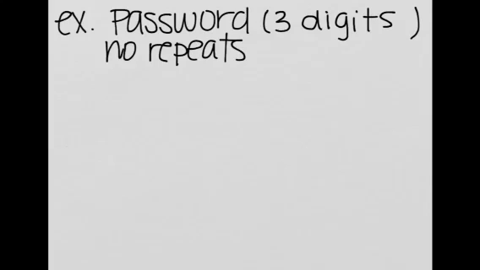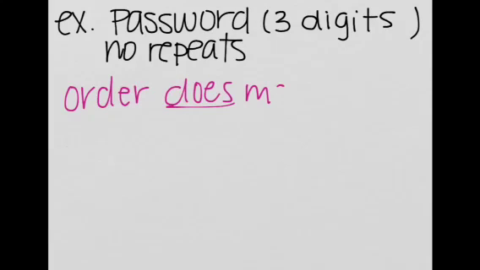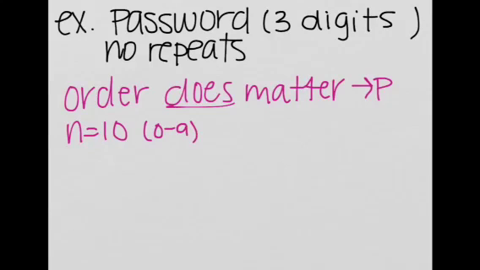So let's say you have a password and you are supposed to pick 3 digits out of the 10 digits possible, and there are no repeats allowed, but realize that because it is a password, order does matter. So we are going to be using our permutation, and we know that our n is going to equal our 10 digits, 0 through 9, so I can just put 0 through 9 just to make sure everybody agrees with that. And then we also know that r is equal to 3 because we're supposed to pick 3 digits.